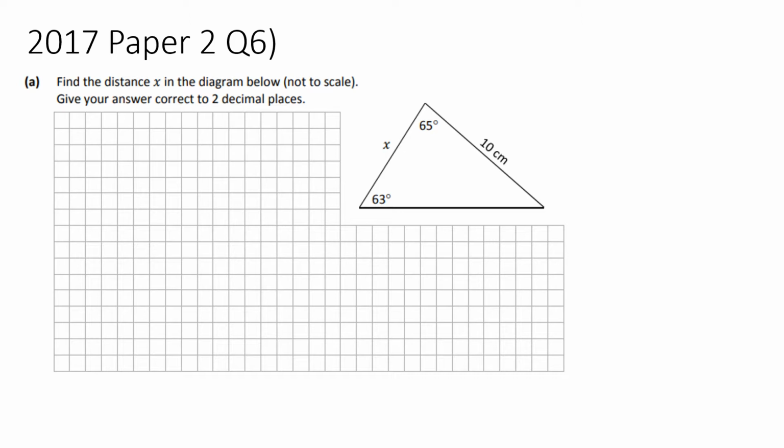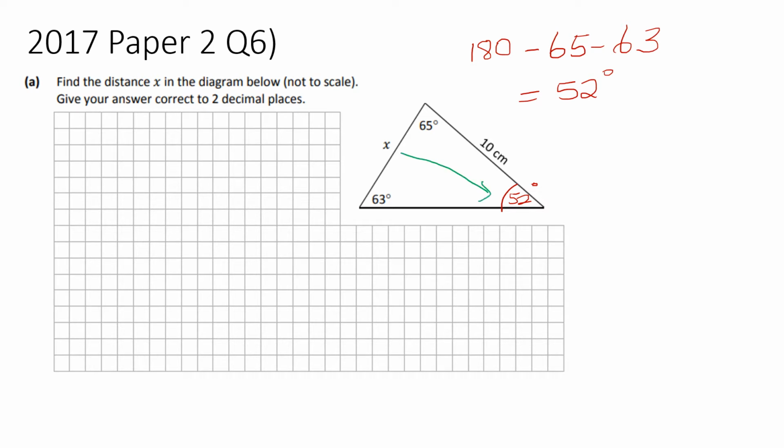So the first thing you're going to have to see is, are there any pieces of information in your triangle that you could fill in? Well, I can spot that I already have two angles in the triangle. So if I take them away from 180, I'll be able to see the missing angle, and the missing angle there is 52 degrees.